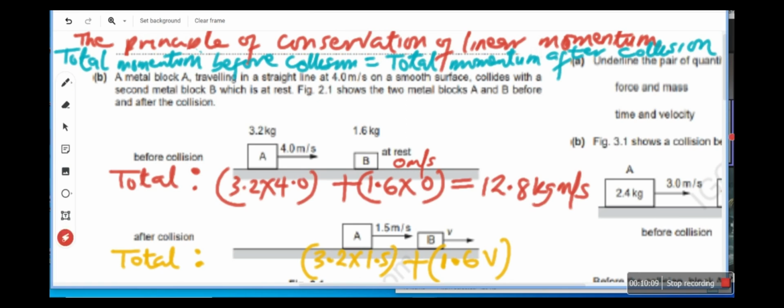Momentum of A is 3.2 times 1.5. I've written that. That's the momentum of A, because the speed is 1.5 and the mass is 3.2. Momentum of B is 1.6 times V, because the mass is 1.6 and the velocity is V. Okay, so we've written that. First of all, what was the total momentum before collision? And what is the total momentum after collision?